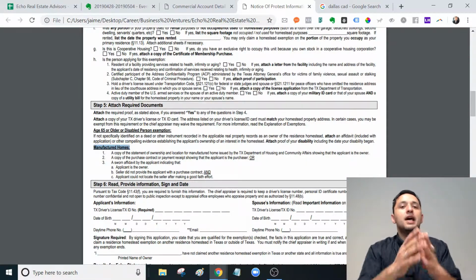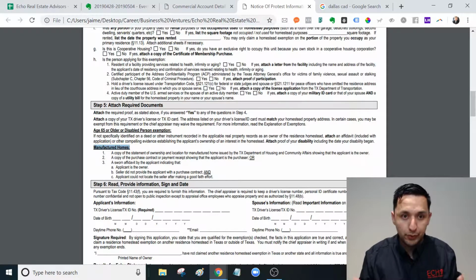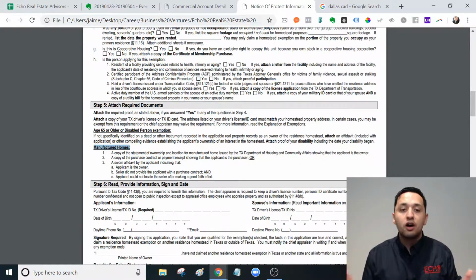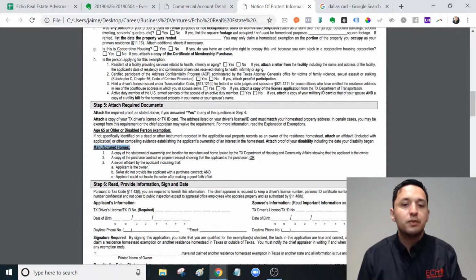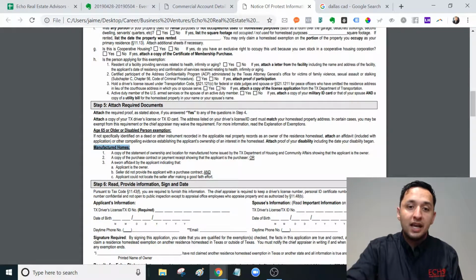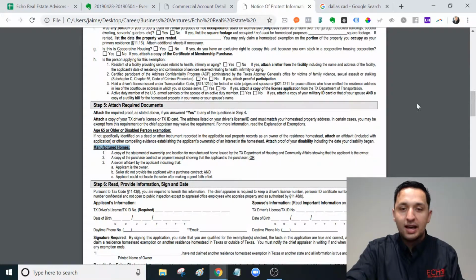Manufactured homes, i.e. mobile homes. A common misconception is that mobile homes or manufactured homes are not eligible for a homestead exemption, but you are. So there's just some additional information that you would need to provide, and here's where they're calling that out.